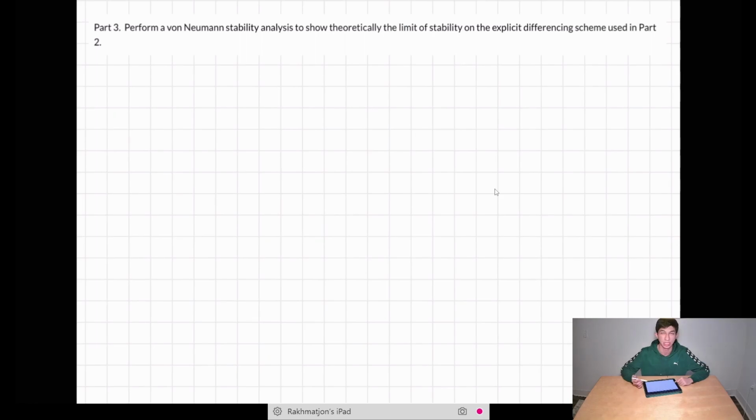Hello everyone, this is the third part of our video, and in this video we're going to perform a Neumann stability analysis to show theoretically that the limit of stability on the explicit differencing scheme used in part 2 is 0.5. In part 2 we used Python simulation to show that when r is greater than 0.5, it's not going to be stable anymore using the explicit differencing method. So in this video, we're going to use Neumann stability analysis to show it theoretically.